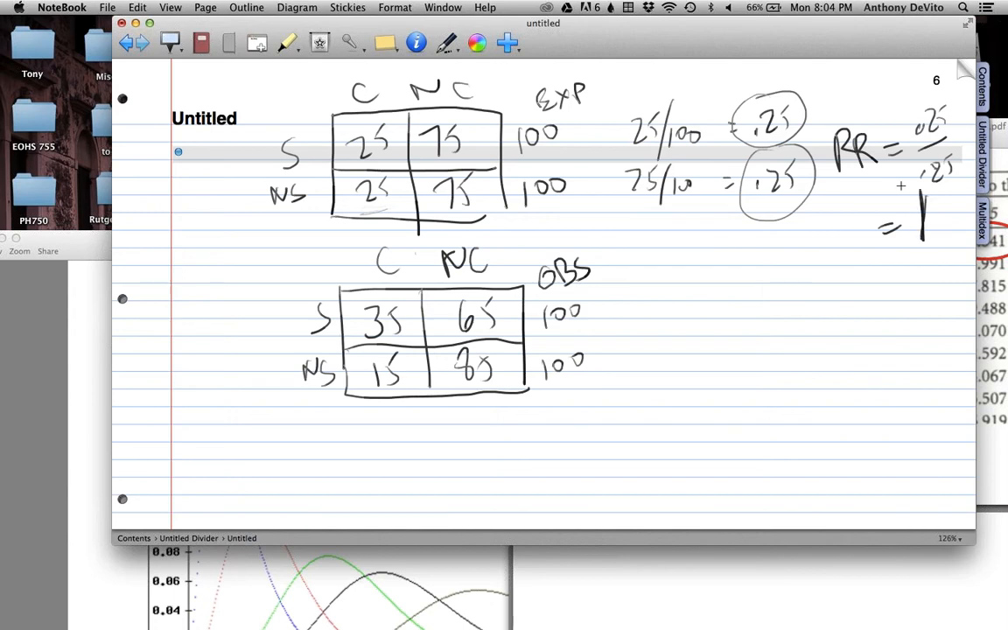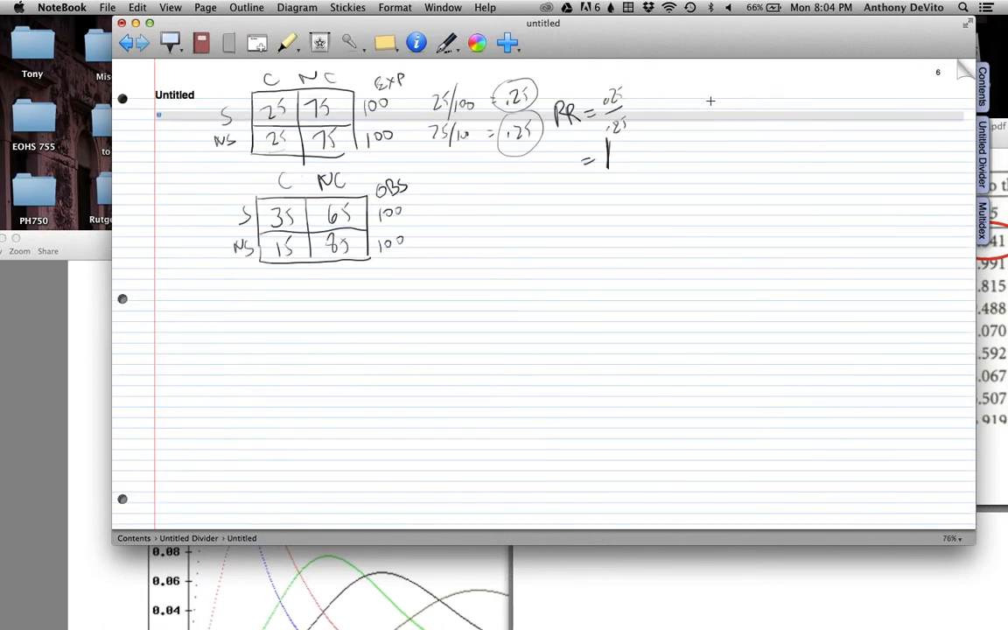1, right? The relative risk of having a cough, smokers versus non-smokers, is 1. There's no difference, right? It's the same rate for both of them. Relative risk is equal to 1.